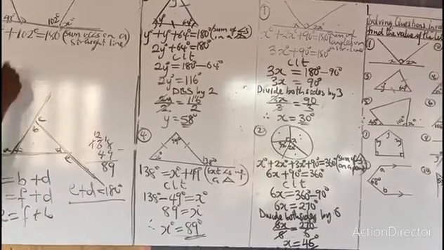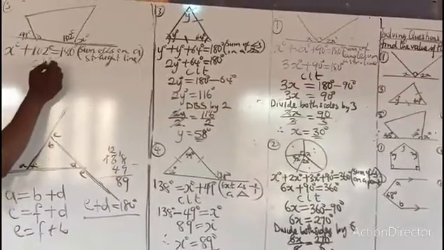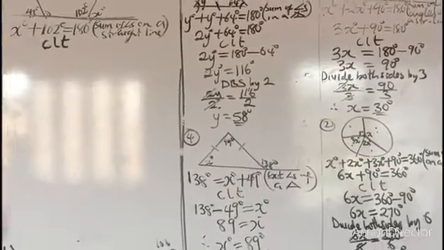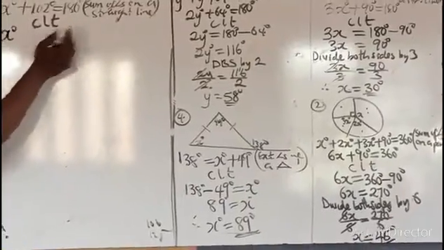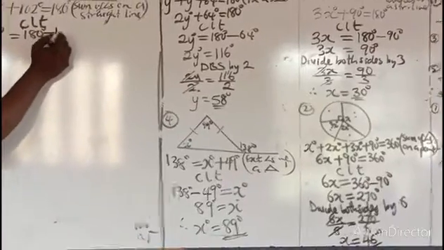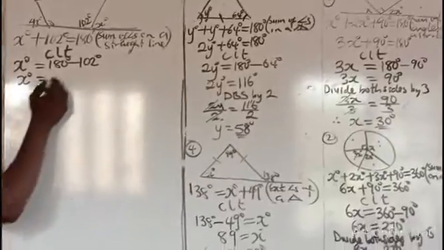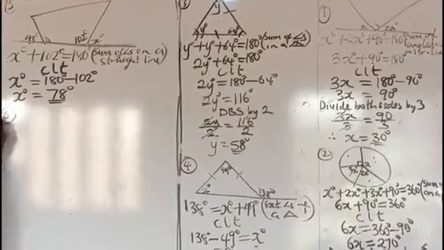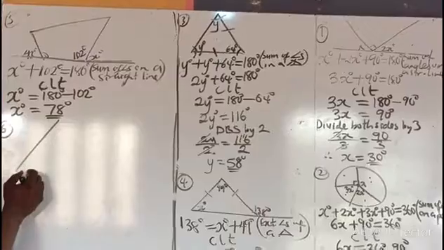So what do we do now? We say what? Collect, line, bend. So that we have what? F degree plus the other equals to 180 degree, minus 102 degree. So that X degree will be equals to what? 78 degree. Is that clear? Yes. Alright, so we have another one here.